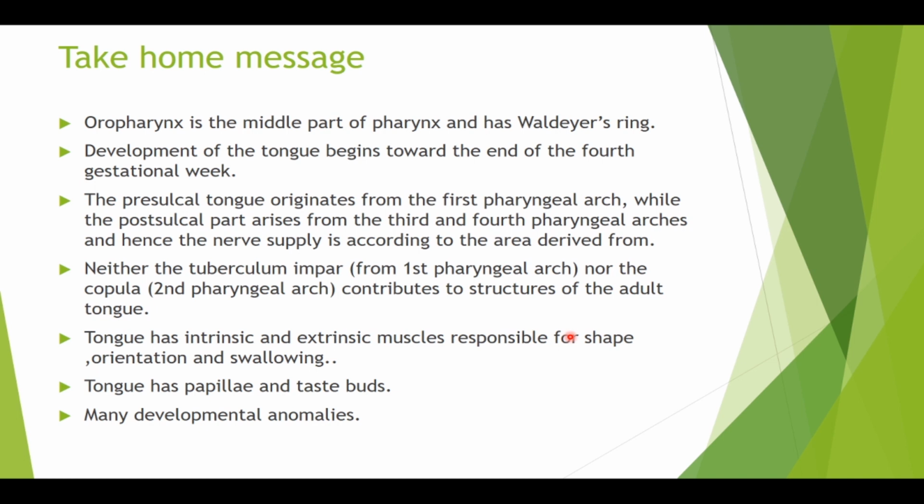Neither the tuberculum impar nor the copula contributes to structures of the adult tongue. Tongue has got extrinsic and intrinsic muscles responsible for shape, orientation and swallowing. It has got papillae and taste buds so that we can enjoy various foods, and many associated anomalies are related to the tongue only.